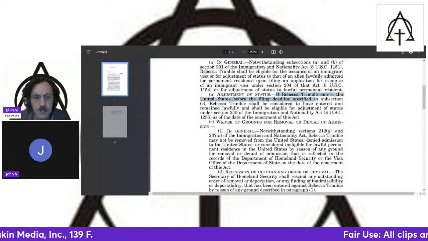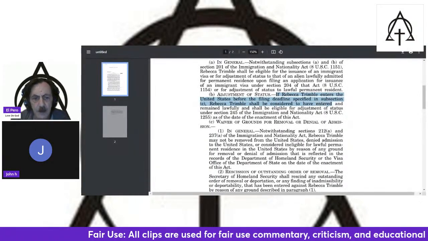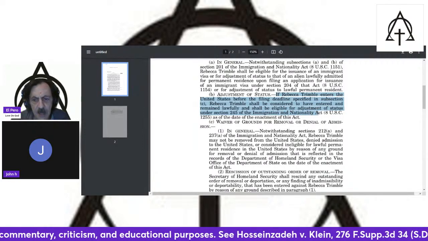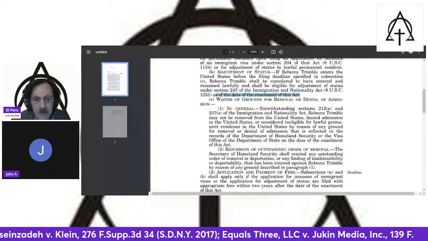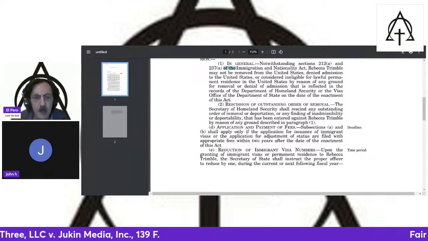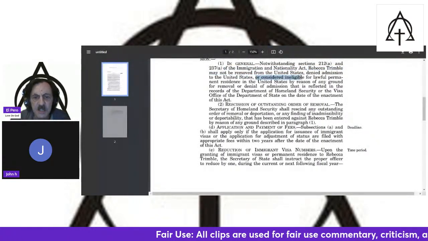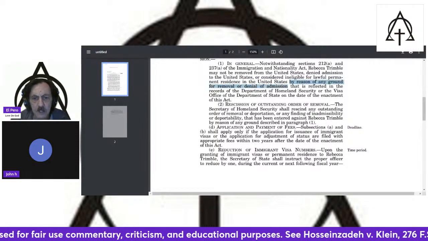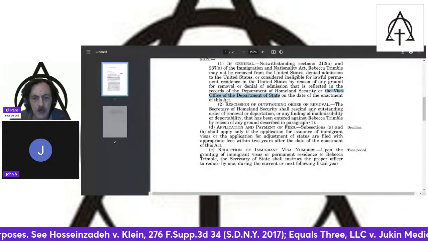If Rebecca Trimble enters the United States before the filing deadline specified in subsection C, Rebecca Trimble shall be considered to have entered and remained lawfully, and shall be eligible for adjustment of status under Section 245 of the Immigration and Nationality Act, as of the date of the enactment of this Act. Waiver of grounds for removal or denial of admission. In general, notwithstanding Sections 212A and 237A of the Immigration and Nationality Act, Rebecca Trimble may not be removed from the United States, denied admission to the United States, or considered ineligible for lawful permanent residence in the United States by reason of any ground for removal or denial of admission that is reflected in the records of the Department of Homeland Security or the Visa Office of the Department of State.